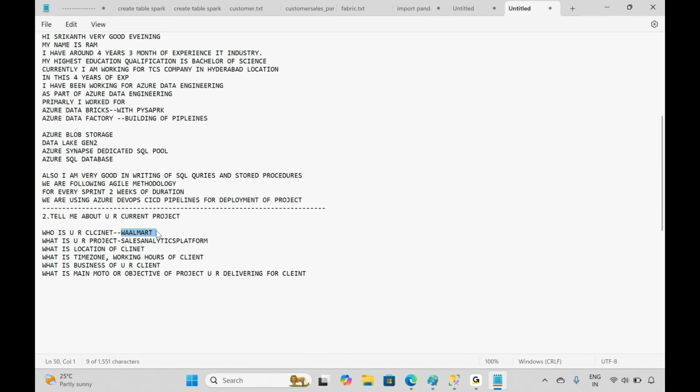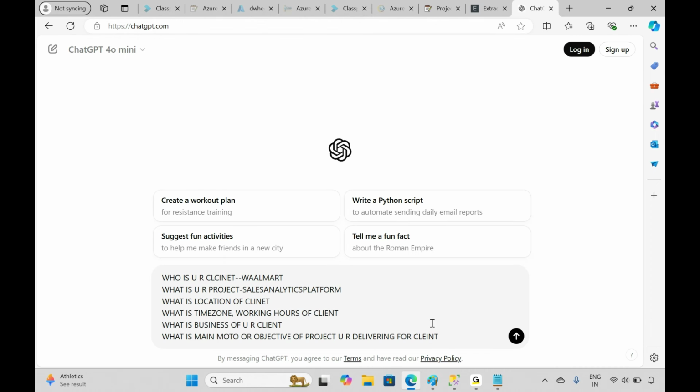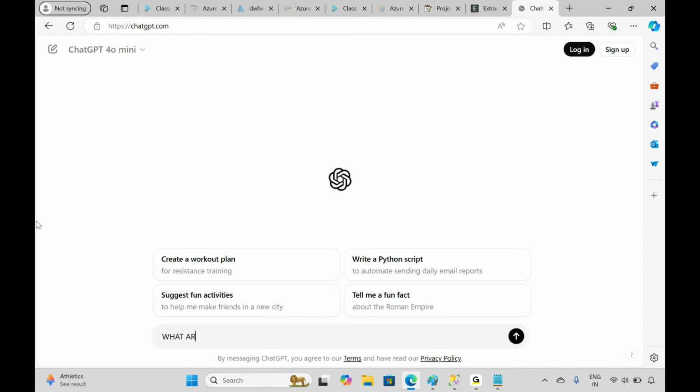Which domains you are working so far? What are all the domains you are working so far? What is the domain of the client? What do you mean by domain? Domain means the business area. There are different kinds of domains available. Let me show you. What are the different kinds of domains in the industry?